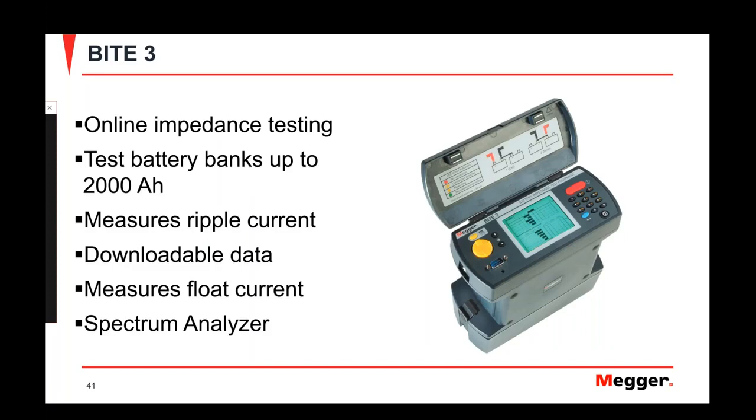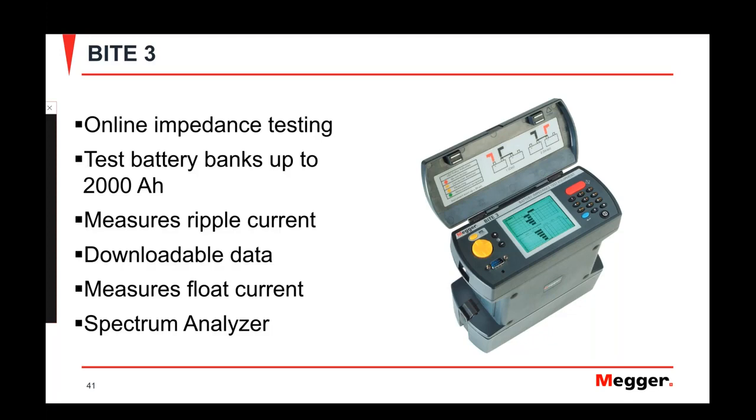So now we've talked about the BITE 2P. Let's take a look at our second option for battery impedance testing, the BITE 3. Like the BITE 2P, the BITE 3 can measure ripple current, cell impedance, your float voltages, and intercell strap resistance. However, the BITE 3 is a little more versatile in how it takes those measurements, and we'll highlight some of those features when we discuss the test setup.